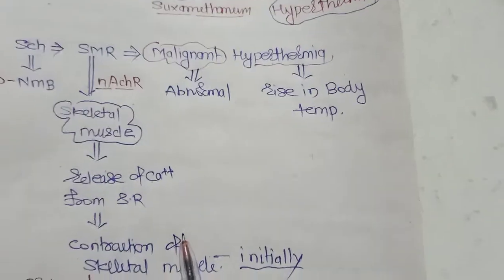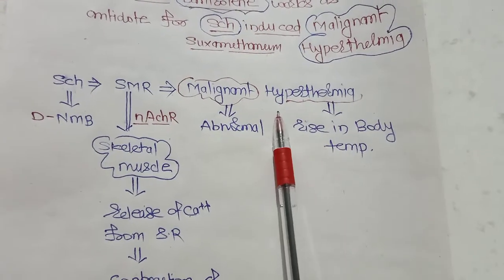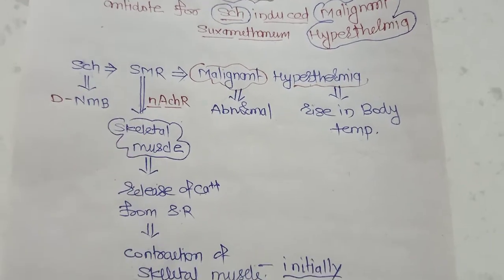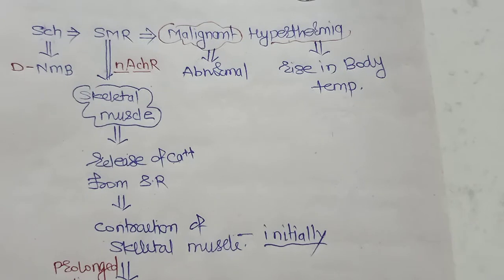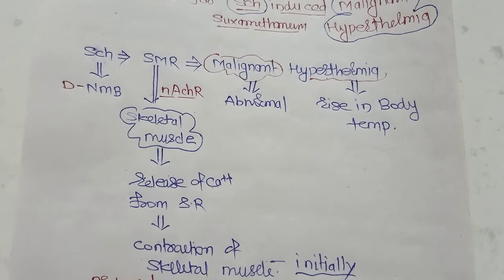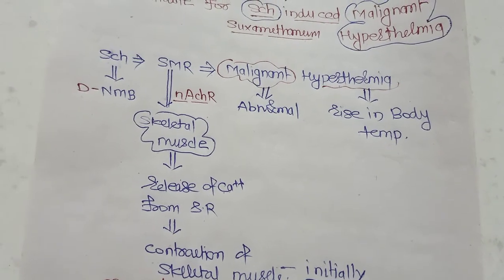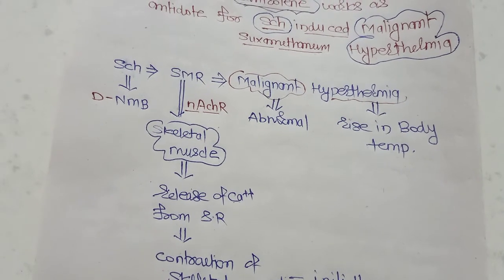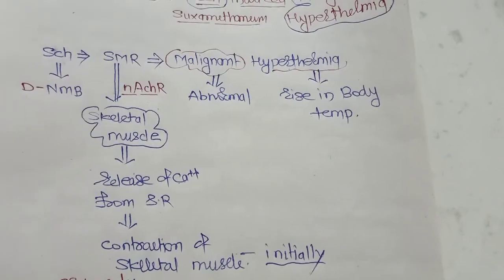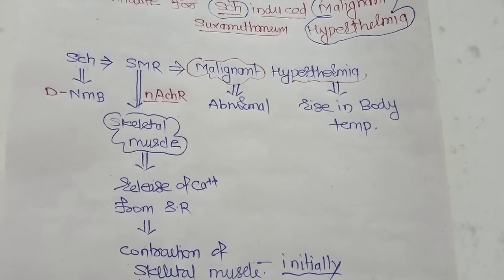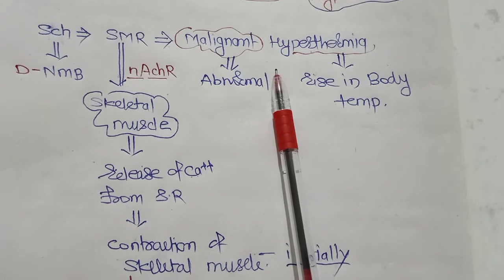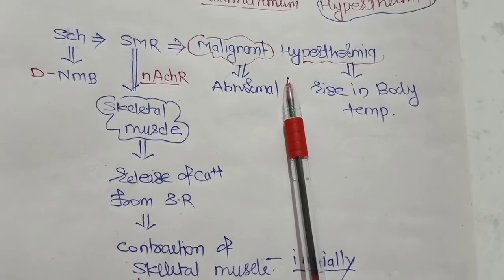But what we are discussing here is how it produces malignant hyperthermia. When succinylcholine, the depolarizing neuromuscular blocker, is combined with other anesthetics like sevoflurane, halothane, isoflurane, that may trigger a process which can be fatal, and that may lead to malignant hyperthermia. It's a rare genetically determined condition.